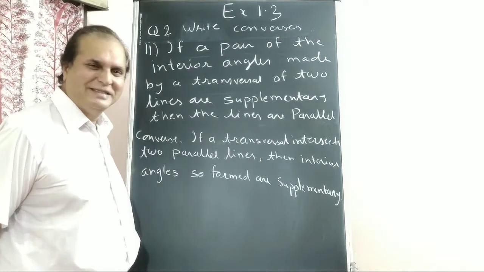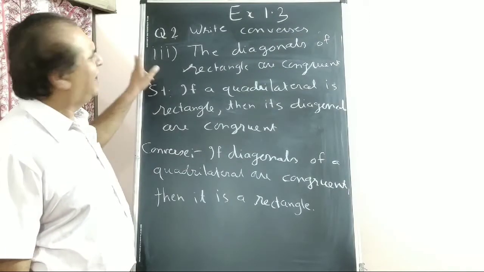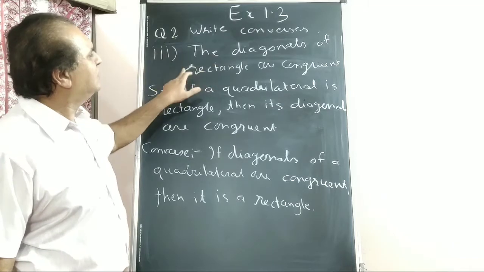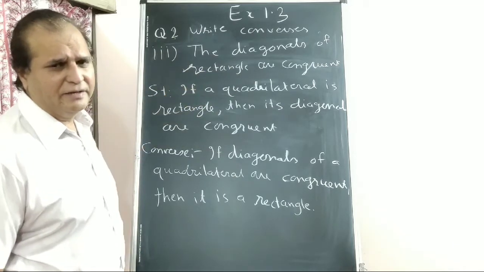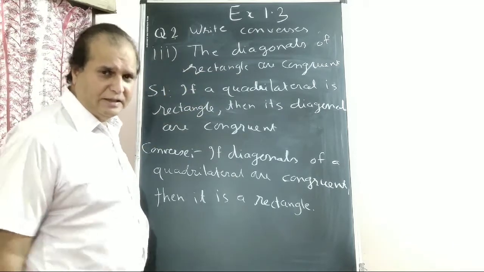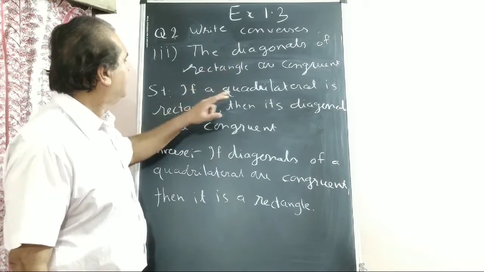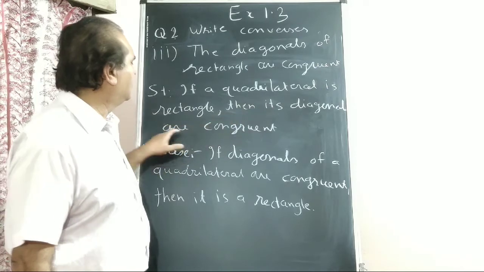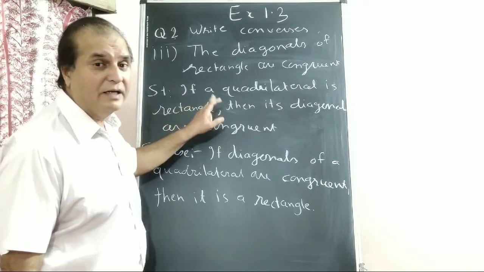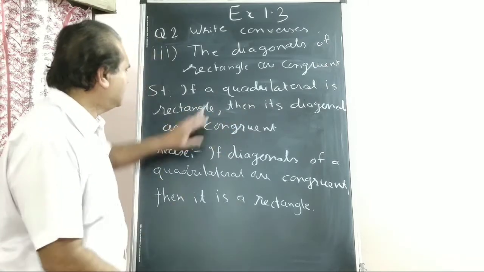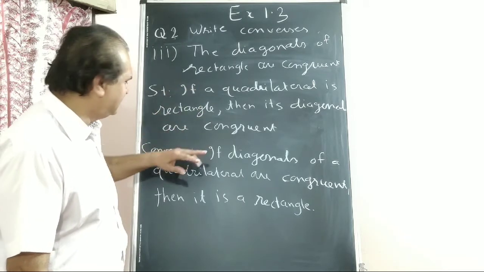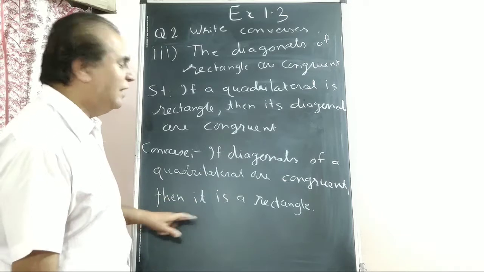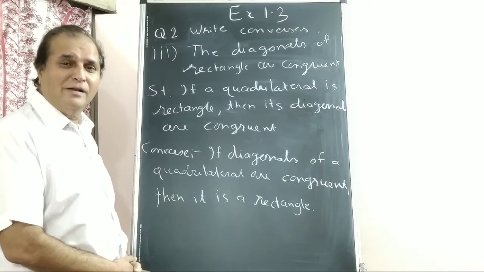Okay, we'll go ahead. And the last, third, the diagonals of rectangle are congruent. Simple statement. First, we will change it to conditional, if then statement. If a quadrilateral is a rectangle, then its diagonals are congruent. This is a conditional, if then. Converse, changing, interchange: if diagonals of quadrilateral are congruent, then it is a rectangle. Simple.